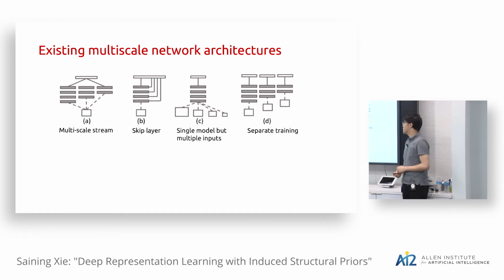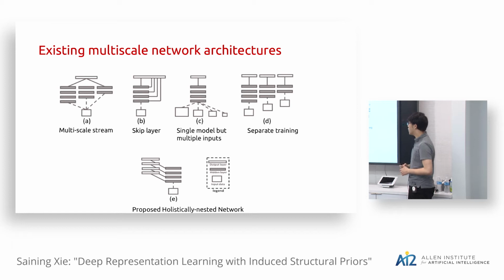Or you can have a single model, but run it on multiple inputs. This is more like the traditional methods. And this is kind of the extreme case: you can do separate training. You can train multiple networks that have the same input size, but different depths of your network, so you have different downsampling rates. And then you can probably ensemble those networks together.